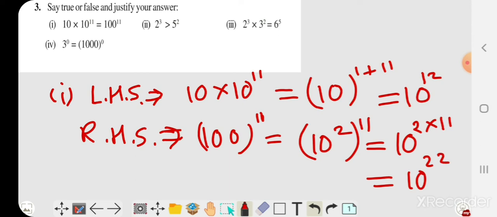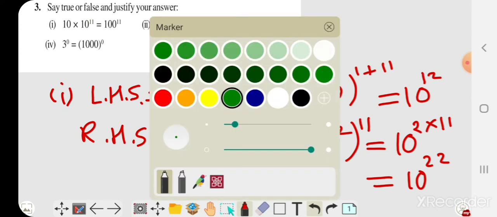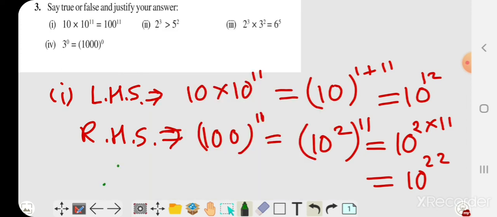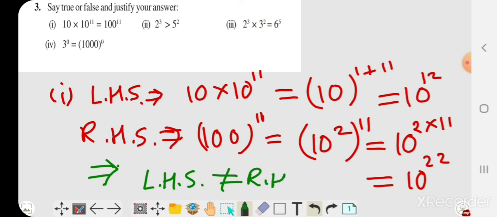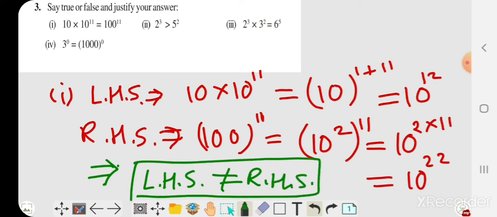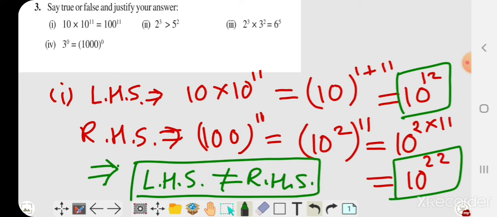Now answer: is the left hand side equal to the right hand side? Not obviously. Therefore the left hand side is not equal to the right hand side. So this equation is false. Yes, this was the solution of the left hand side and this was the solution of the right hand side.